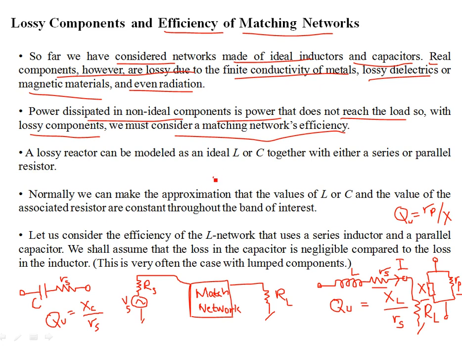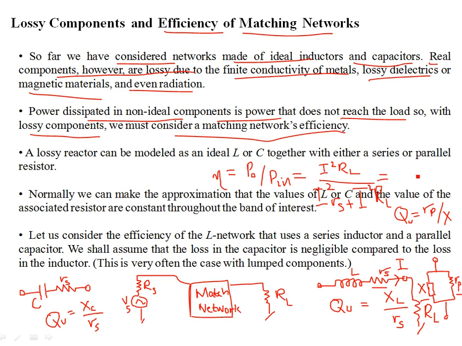So if you have to calculate the efficiency in the series case, it is defined as power out divided by power in, and the power out is the power delivered to the load. In that case, this is I square RL, and since this I is the series current, it is the same current that flows in the lossy series resistor RS. So the total power is I square RS plus I square RL.